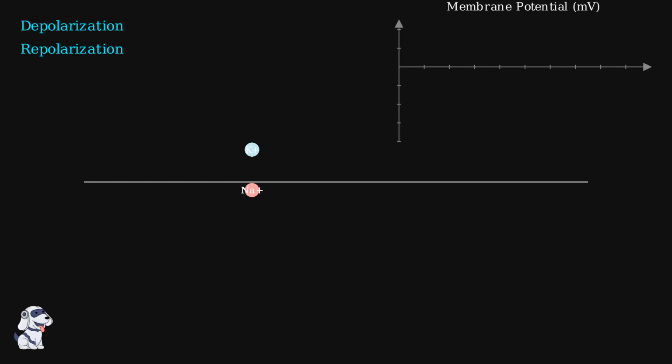This wave of electrical change propagates along the axon, following the all-or-none principle. Once the threshold is reached, the action potential continues at full strength. By shifting these charges rapidly, the neuron ensures that signals are sent quickly and reliably throughout the nervous system.